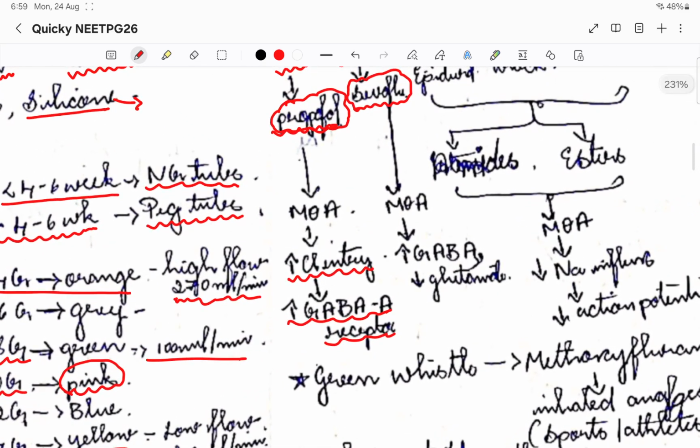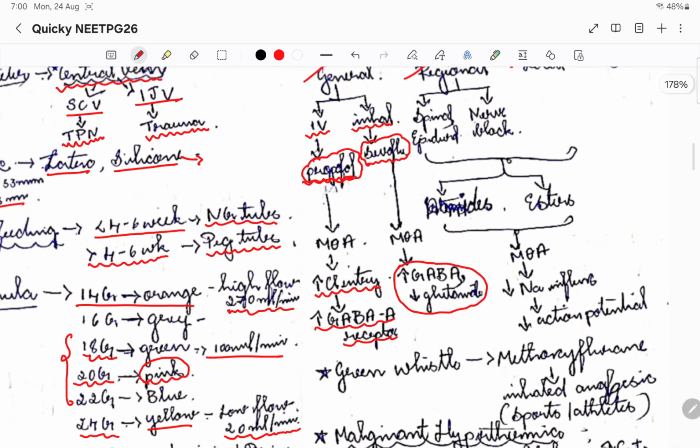The inhalational anesthesia is also a similar one. It is going to increase the GABA and decrease the glutamate. GABA is the inhibitor, glutamate is the excitatory neurotransmitter. It will reduce the action of glutamate. So that's it. Usually general anesthesia has a similar function, that is, it increases the GABA action.